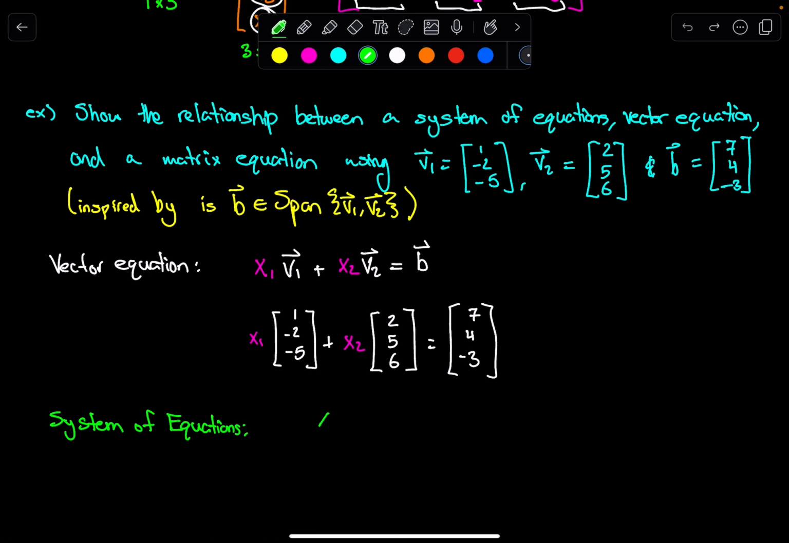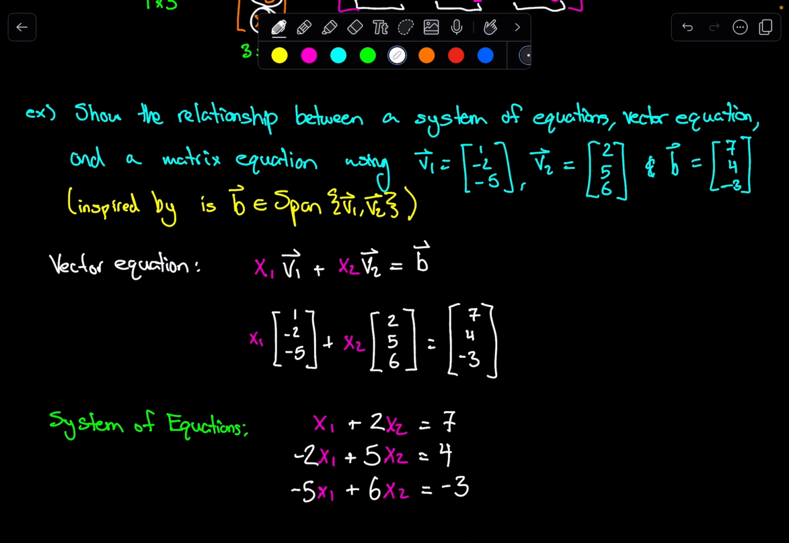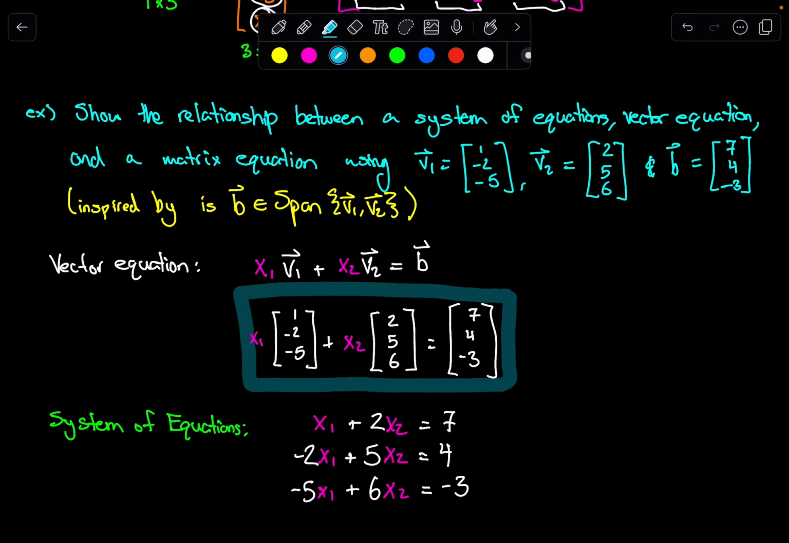Here, I'll stick with my color theme. So x1 plus 2x2 is equal to 7. We had a -2x1 plus a 5x2, and that's equal to 4. And then last but not least, we have a -5x1 plus a 6x2, which was equal to -3. We created a system of equations that came from this vector equation right here. So I'm going to put a box around our vector equation, and another box around our system of equations.